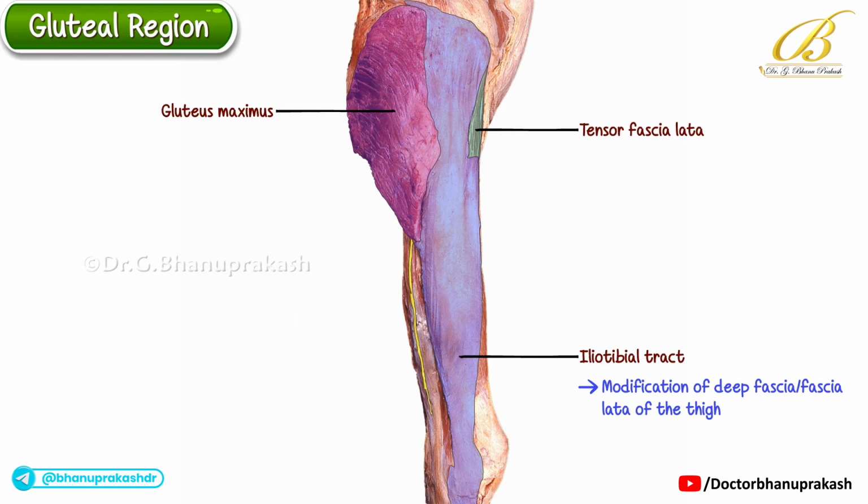Additionally, the thin, slender nerve seen superficially on the posterior aspect of the thigh, emerging from the lower border of the gluteus maximus, is the posterior cutaneous nerve of the thigh.